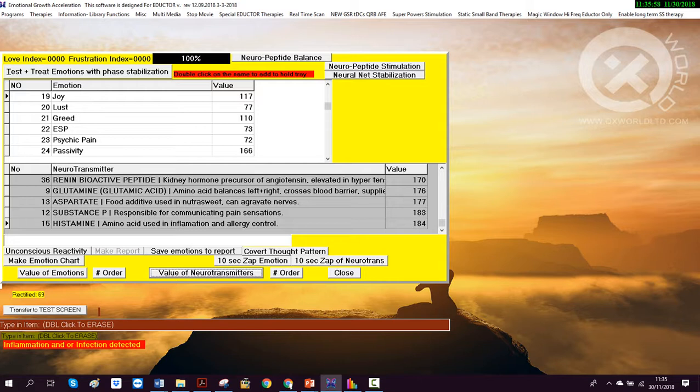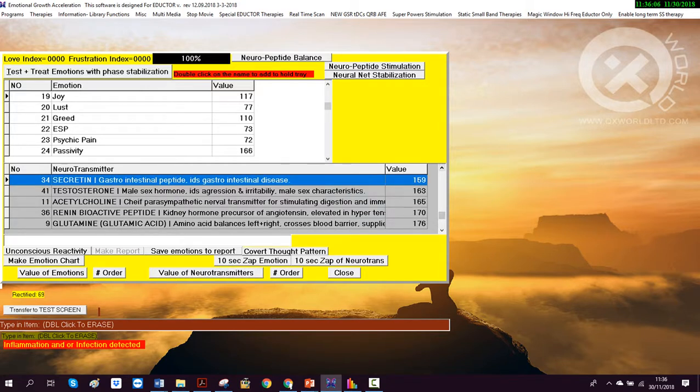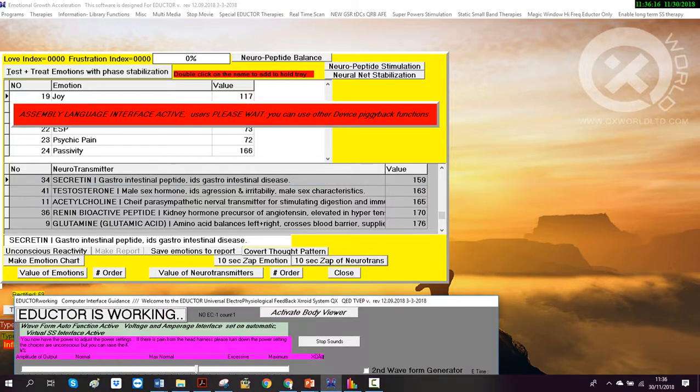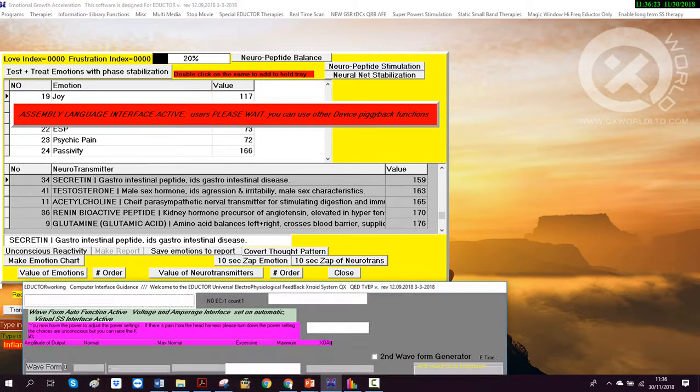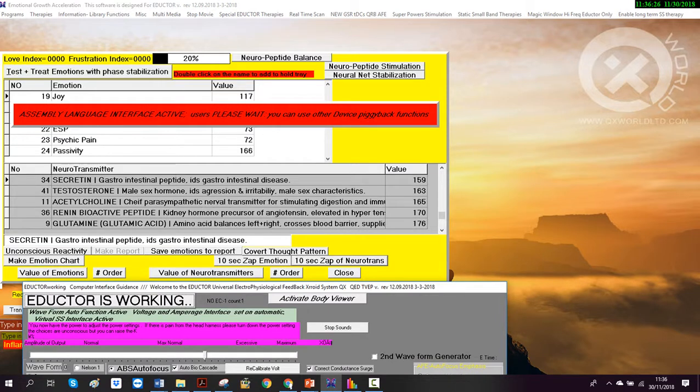Here we talk about histamine, substance P, aspartame, glutamine, renin, we can look at all of these. And then testosterone, secretin. So what I could do, I could just click, and I have one here. I can do a 10-second zap. So you can see how easy it is. I will just do the 10-second zap on the secretin. I can go testosterone, acetylcholine, GABA, serotonin, dopamine. So very much it is interesting here. And on top, we have all those neuropeptides that I named before.